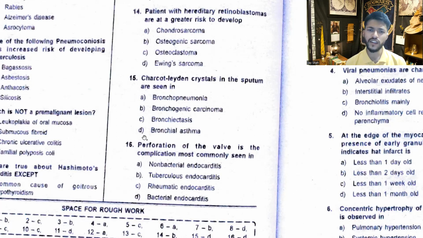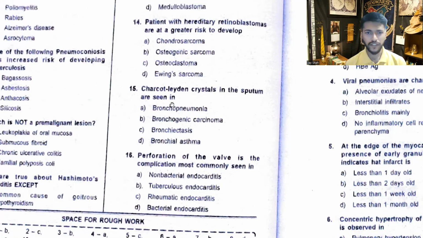Charcot-Leyden crystals are seen in bronchial asthma. Ferruginous bodies are seen in asbestosis. Charcot-Leyden crystal, bronchial asthma, right? And Reid's index was chronic bronchitis.